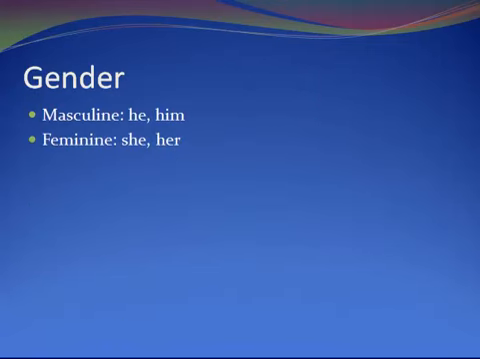A further dimension that you find with some pronouns is gender. And you've got 2 genders, masculine, in English at least, masculine and feminine. So it's he and him is masculine, she and her is feminine.